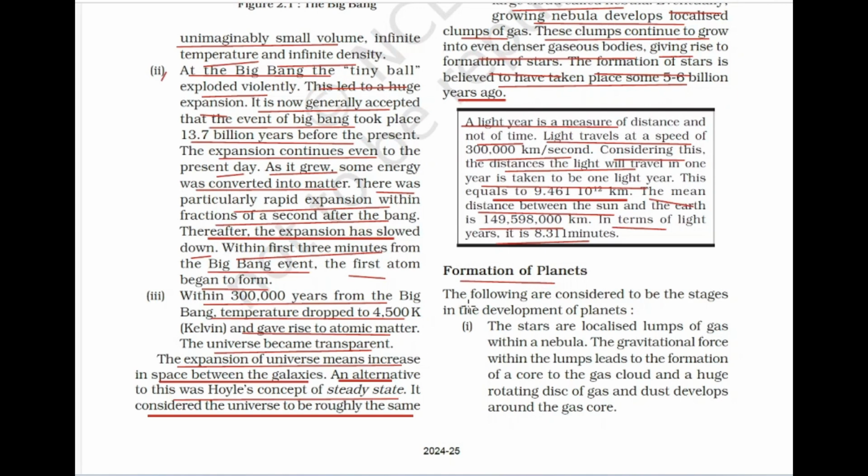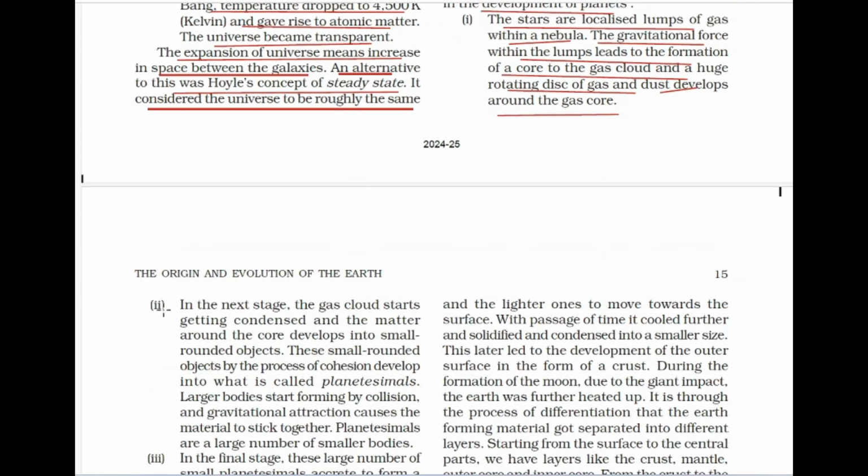Formation of planets. The following are considered to be the stages in the development of planets. 1. The stars are localized lumps of gas within a nebula. The gravitational force within the lumps leads to the formation of a core in the gas cloud, and a huge rotating disk of gas and dust develops around the gas core.